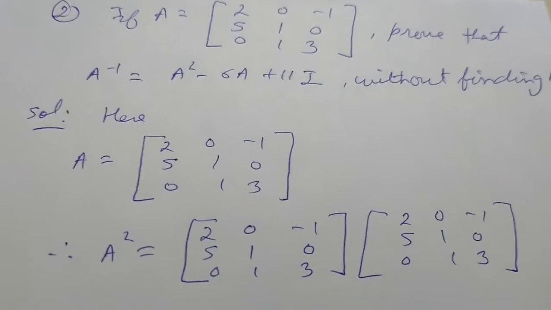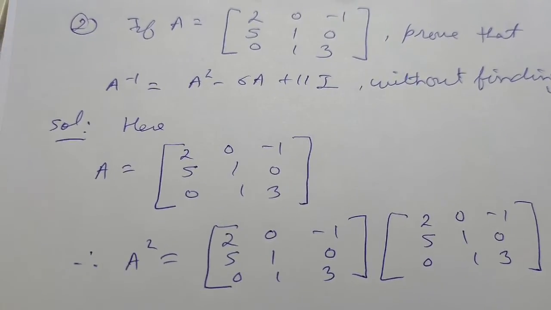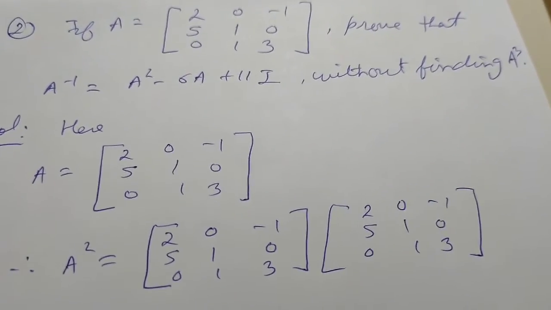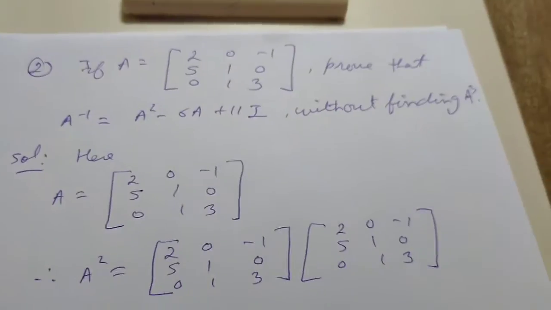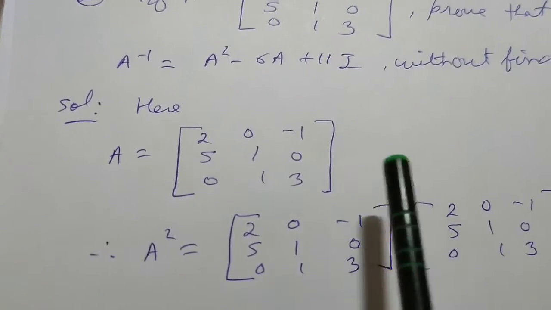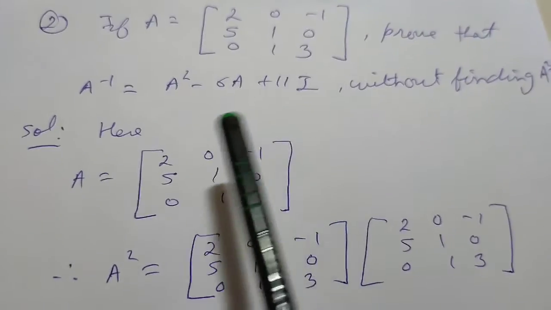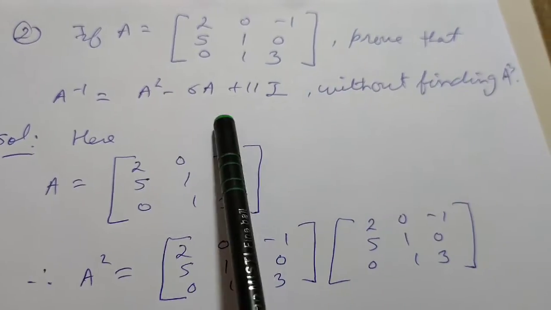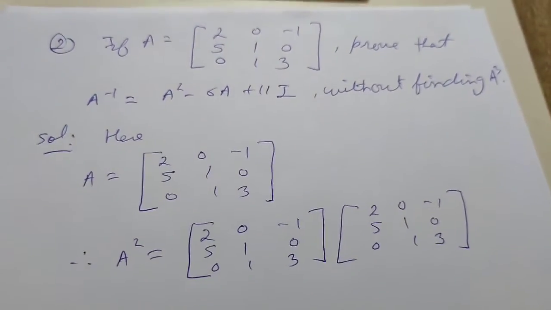Also, we cannot prove that A cube minus 6A square plus 11A is equal to 0 matrix, because finding A cube is not allowed to us. So let us see how we can do this one. First, we are having here matrix A. So what we will do is we will first solve the left hand side, A square minus 6A plus 11I. Let us find the value of this one.